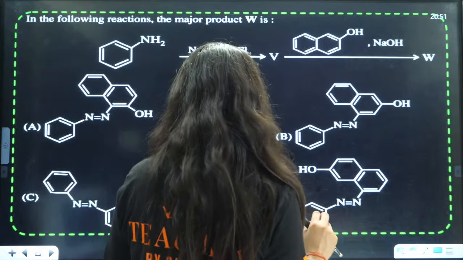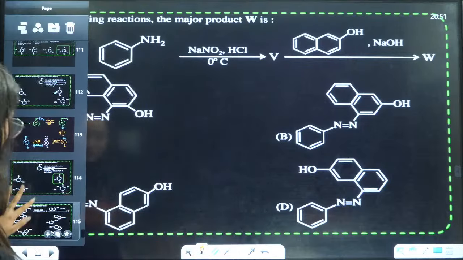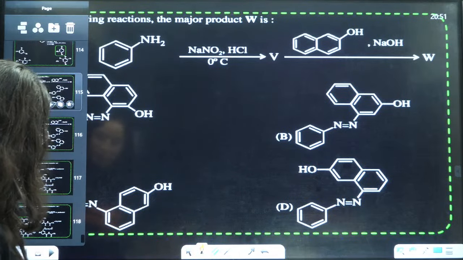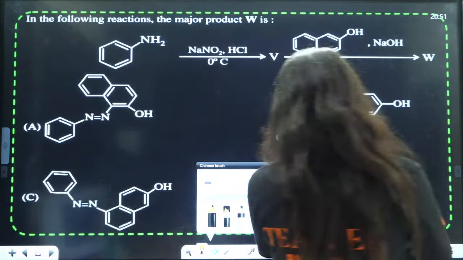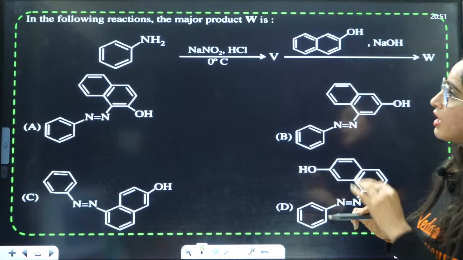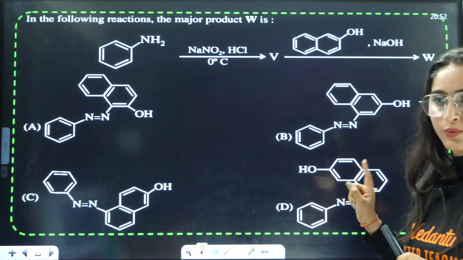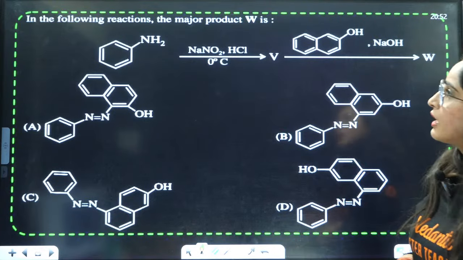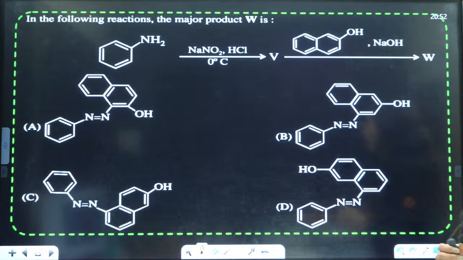Okay? Now, let us see this reaction. Let me see how many questions we are left with. Two questions we are left with. Let us see who can answer this. These are questions of JEE Advanced, okay? In the following reactions, the major product W is. What is the major product? Everybody, what is the major product here?